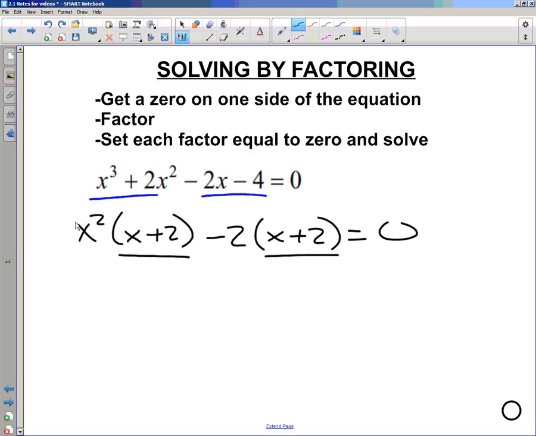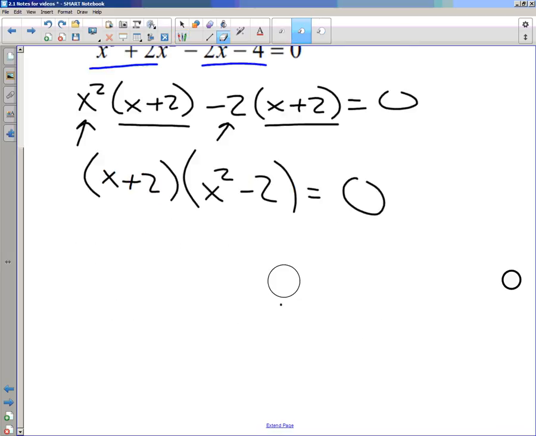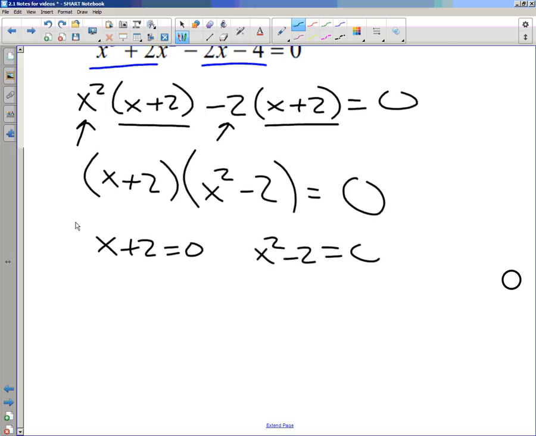All right, so now we can take that x plus 2 and pull it out in front of the entire equation. So kind of like a big GCF out in front here. And that big GCF, the thing that was in common, was the x plus 2. So we pulled that out in front, and what's left over inside after we pull that out is an x squared minus 2. All right, now that's as factored as it can go, so we can go ahead and set up our 2 equations, one for each of our factors. We have x plus 2 equal to 0, and we have x squared minus 2 equal to 0.